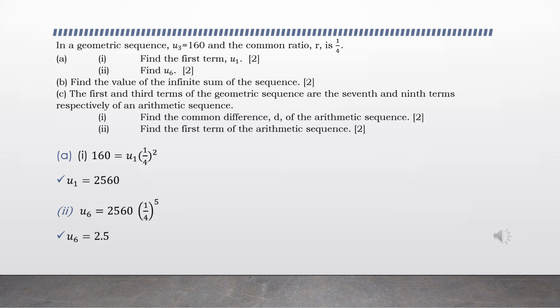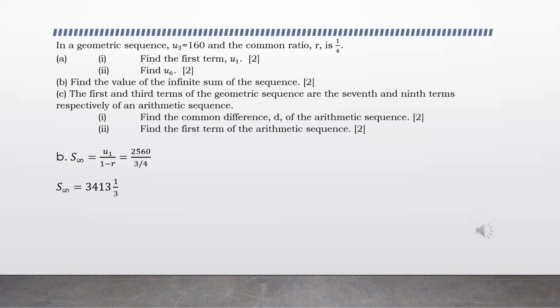To simplify, our u sub 1 equals 2560. For u sub 6, we use also the same formula. And my substitution here is that u sub 6 equals 2560 multiplied by 1/4 raised to 6 minus 1. Okay, so our u sub 6 is equal to 2.5.